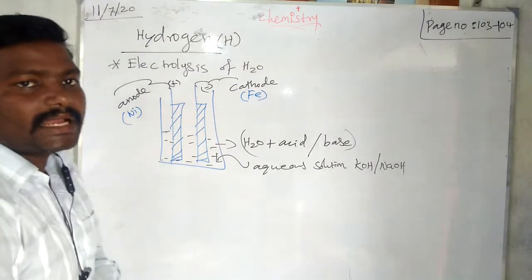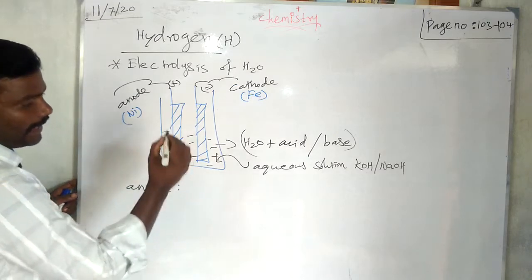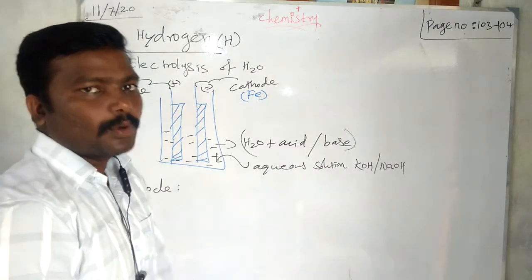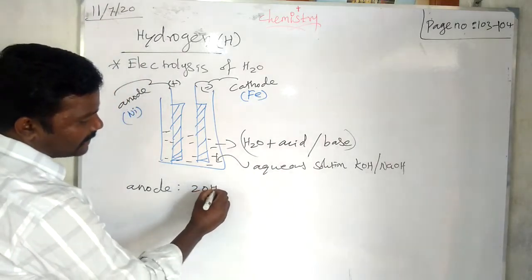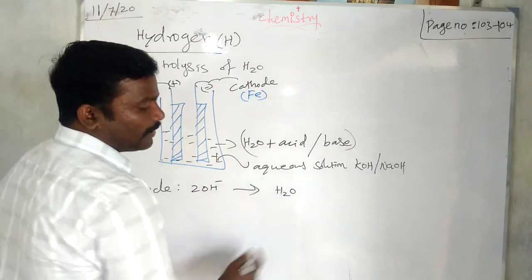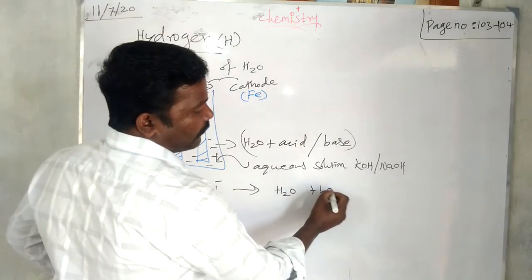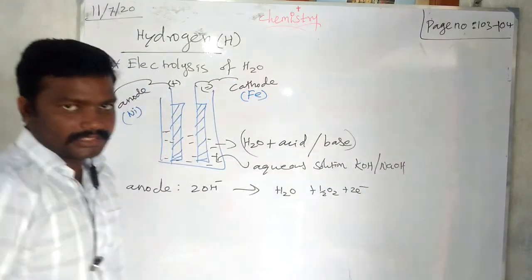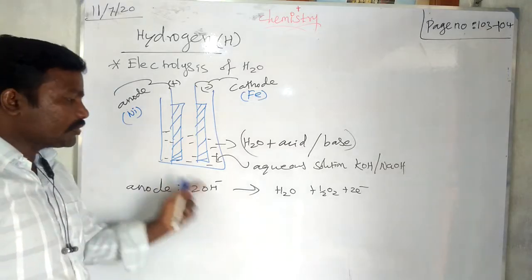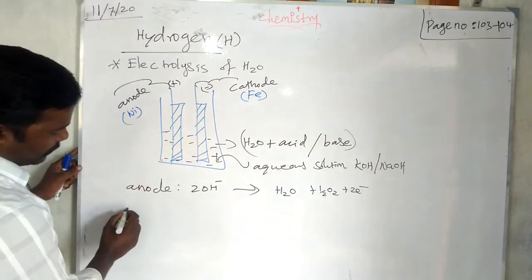Then what is the chemical reaction we can expect here at the anode? We have taken the base, so the solution will have OH minus ions. So OH minus ions dissociated into water. Dissociated means divided or separated. Then half O2 with 2 electrons. So 2 OH minus ions dissociate into H2O, half O2, and 2 electrons.